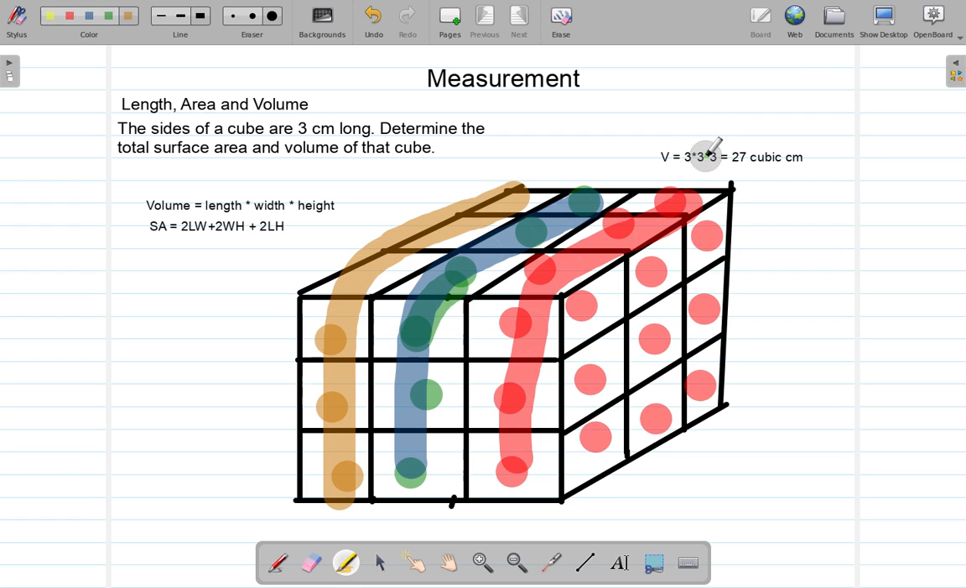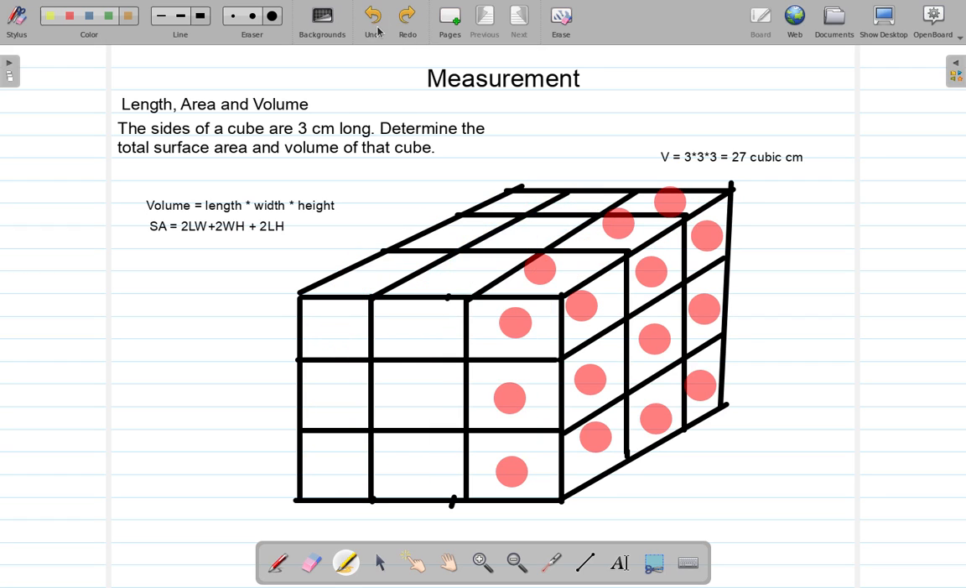3 times 3 gives you 9, and then times this next 3 gives you 27. Now you notice the 3 by 3 also gives us one of the surface areas of this cube. But now that we see the volume, let's look at the surface area. How do we deal with the surface area of this cube?